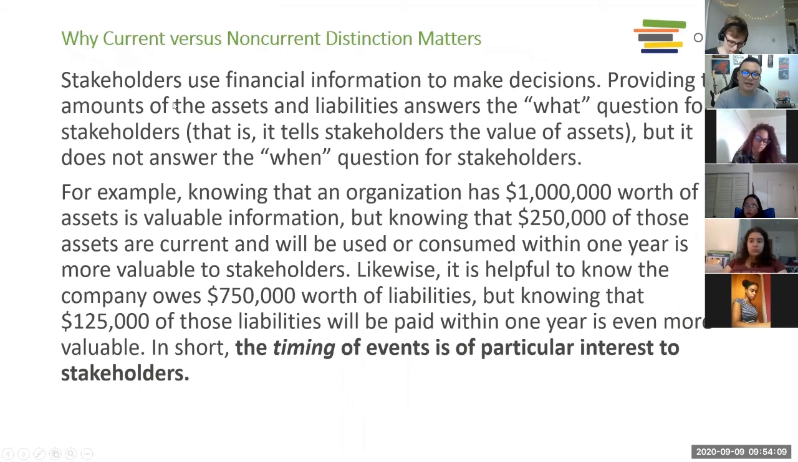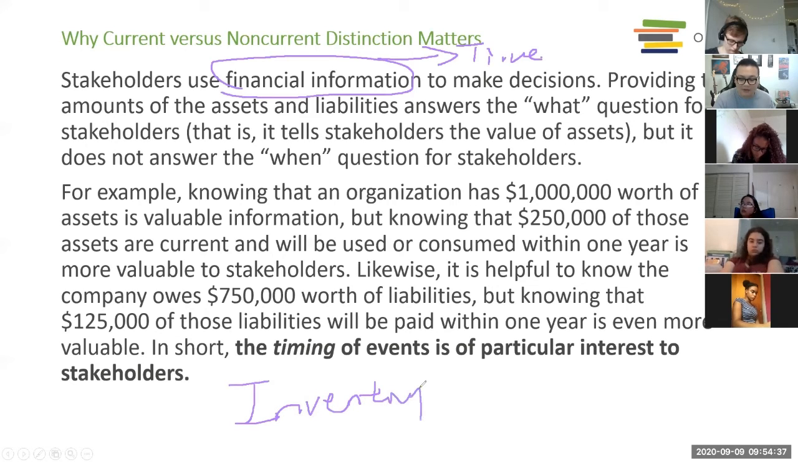For example, stakeholders need to use the financial information to make decisions. So you need to think about when the company is going to generate money from selling the inventory, and when the company needs to pay for its expenses and liabilities. The financial information is all about time. Time is very, very important. You need to think about how quickly a company can generate money from its inventory.